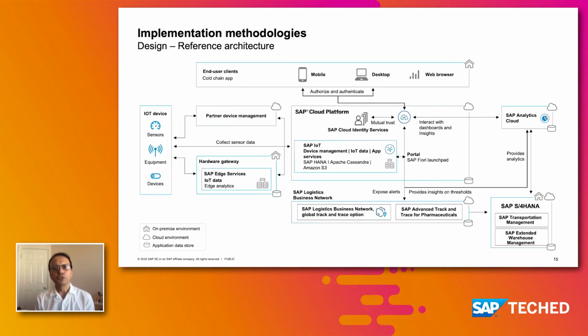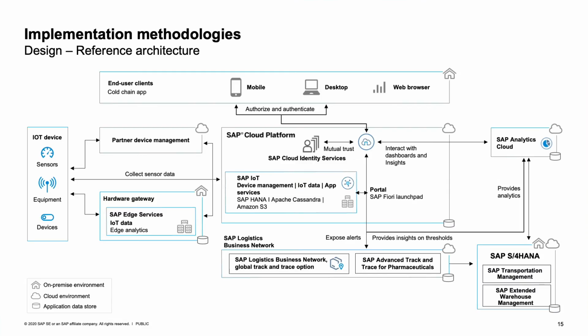So it is always good to find a reference architecture template, and from there you can start working on. Especially in IoT scenarios, there are many reference architecture templates. You can get them from our Jam site or from our SAP content. We can provide those reference architecture templates.